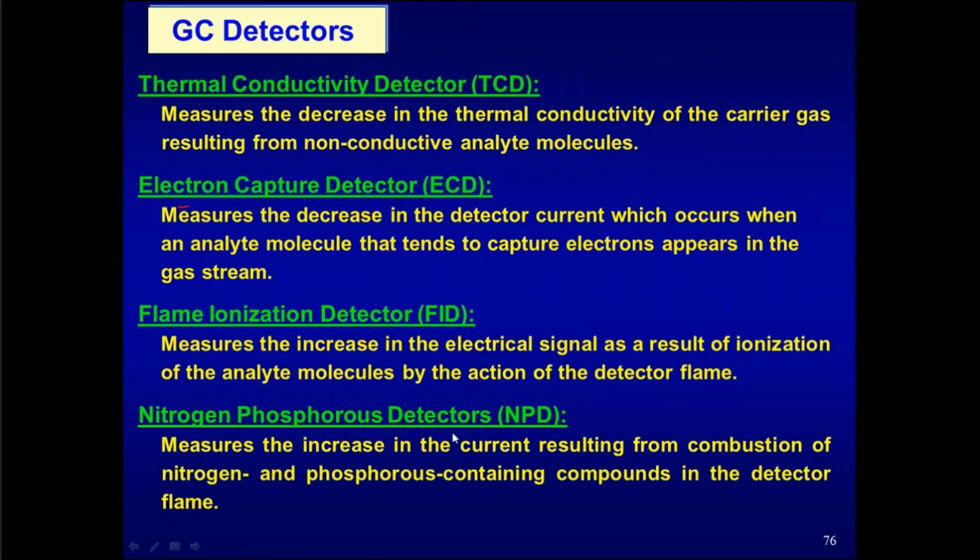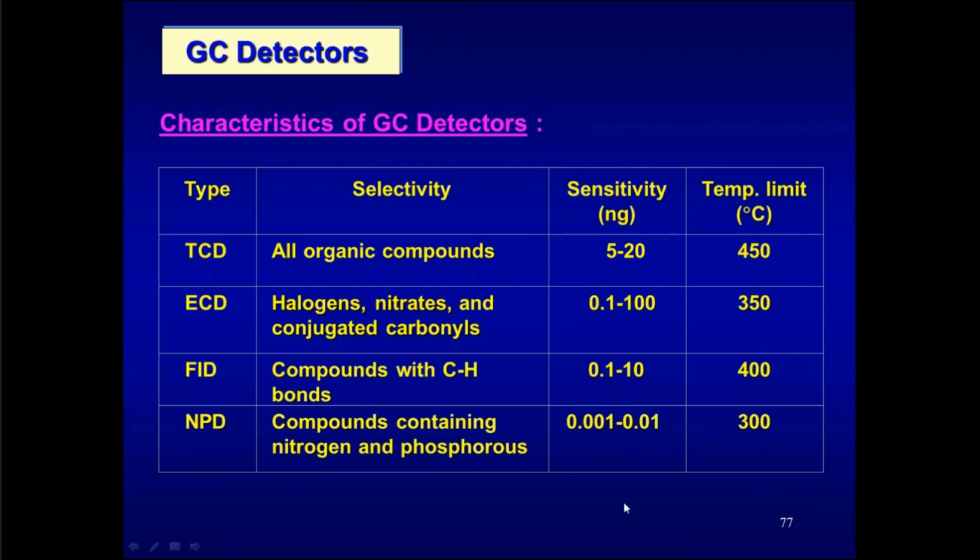And lastly, you have the nitrogen phosphorus detector, which is the NPD detector. It's also called the thermionic detector, I told you last class, and the short form is TID. This measures the increase in current resulting from combustion of nitrogen and phosphorus containing compounds in the detector flame. So whenever you have nitrogen and phosphorus containing compounds, then you have a sudden increase in the current. This is just a short introduction to all these four detectors that you have in your syllabus. Particularly, the first three are important. I've included the fourth because it's a slight modification of the FID. These three are particularly mentioned in your syllabus.